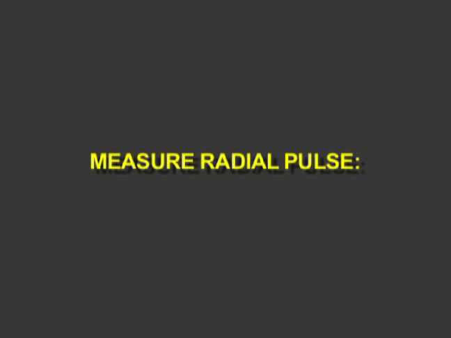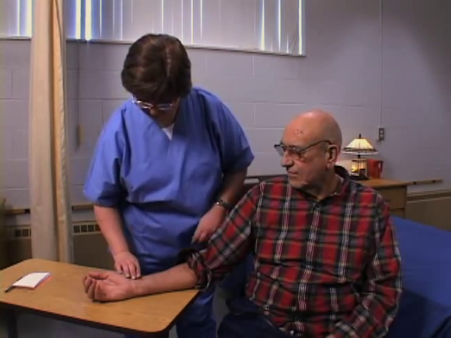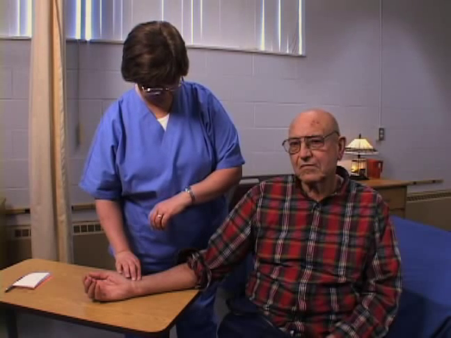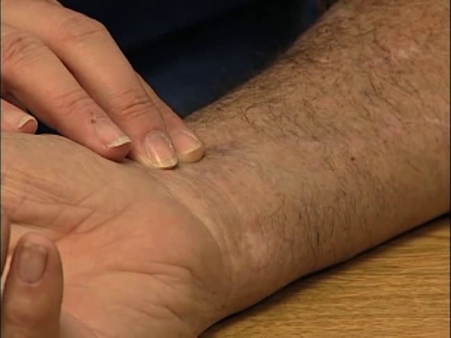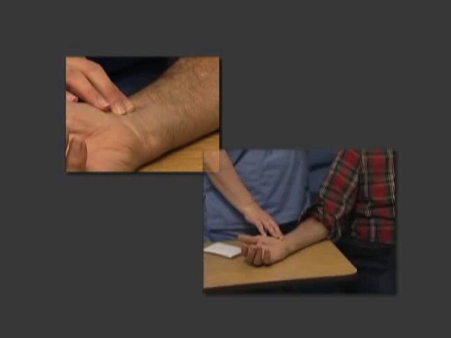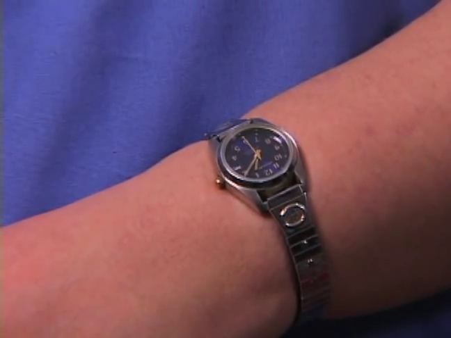Measure radial pulse. Positioned resident sitting or lying down. Located radial pulse at wrist. Placed fingers over radial artery. Student does this first, then evaluator locates pulse on opposite wrist. Determined whether to count for 30 seconds or 60 seconds.